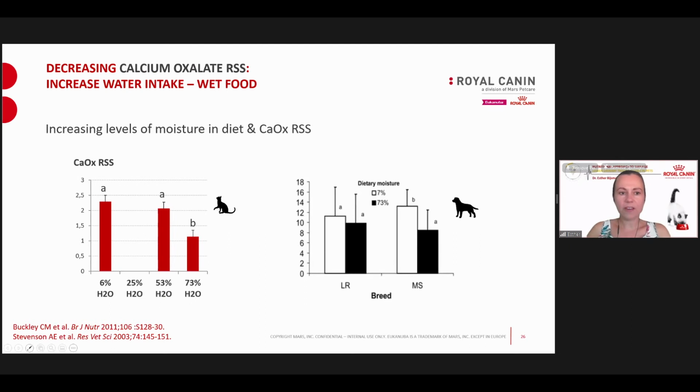For dogs, similar studies have been done. And over here, you can see that in dogs, a dietary moisture of 73% decreases the calcium oxalate RSS in dogs significantly. The calcium oxalate RSS for cats also significantly decreases with diets of 73% moisture. So feeding a wet food exclusively or adding water to the food means that you can already decrease RSS with any diet that you would basically be offering to the pet.